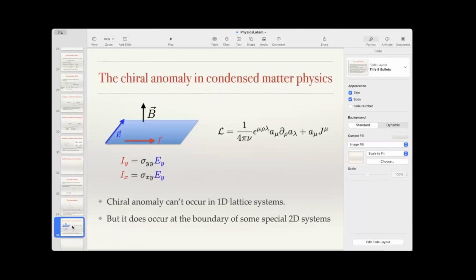However, that's not quite true. It turns out that we do see the chiral anomaly in condensed matter physics. We do see chiral fermions, in particular at the boundaries of these quantum Hall systems. And so I have a question.